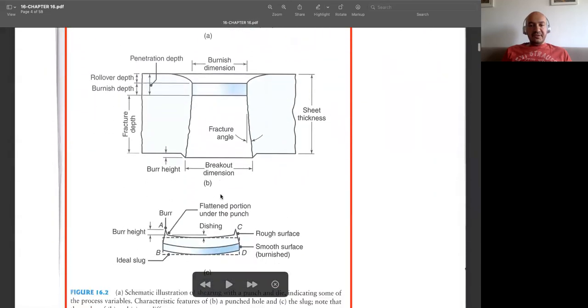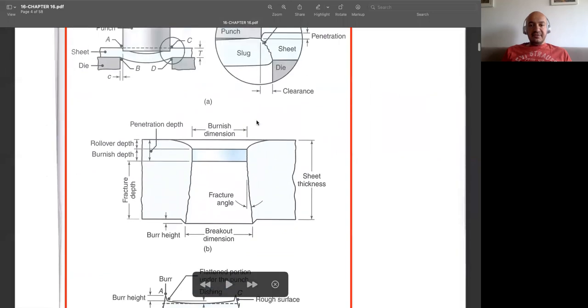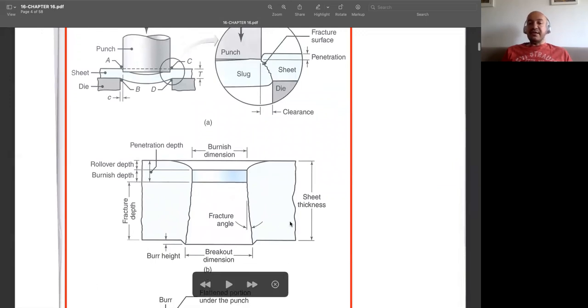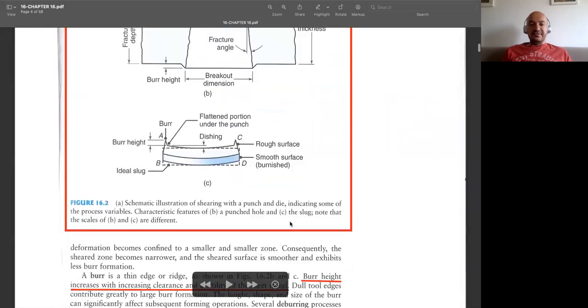These are the issues I mentioned. Another issue is that we don't have perpendicular side surfaces. If the thickness is low, we may be close to perpendicularity, but if the thickness of the workpiece is high, then we will have such an angle. This is called the fracture angle.